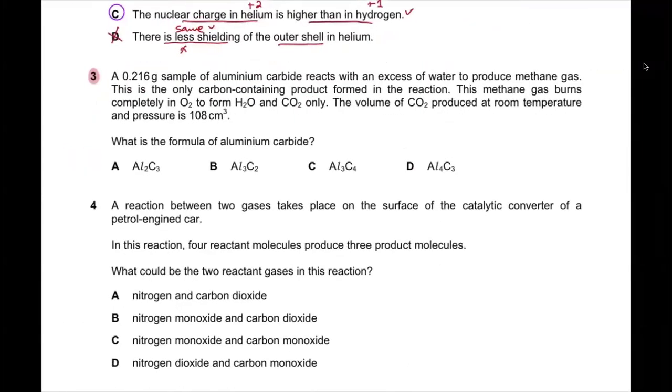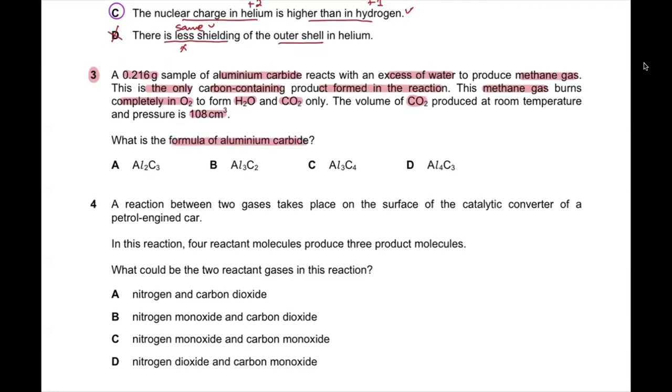Keep your calculators with you, okay? A 0.216 gram sample of aluminum carbide reacts with an excess of water to produce methane gas. This is the only carbon-containing product formed in the reaction. It means all the carbon in the compound converts into methane. This methane gas burns completely in oxygen to form water and carbon dioxide. The volume of carbon dioxide produced at room temperature is 108 cm cubed. What is the formula of aluminium carbide?